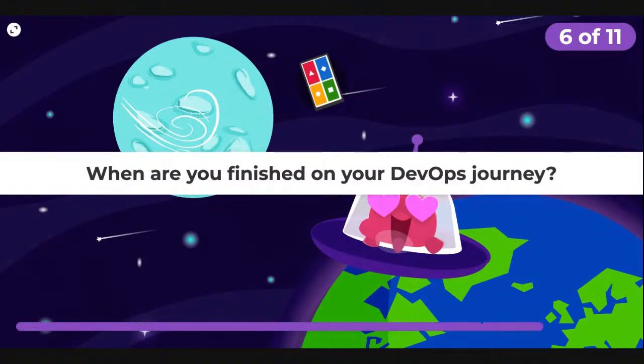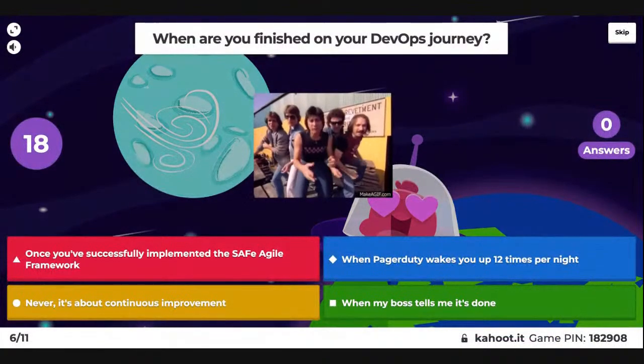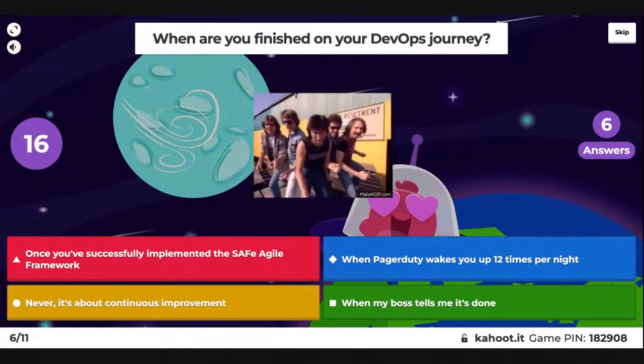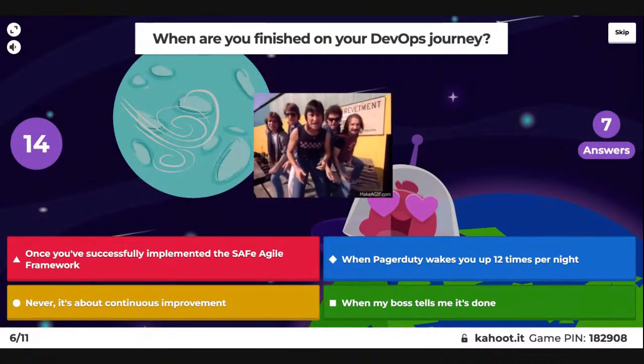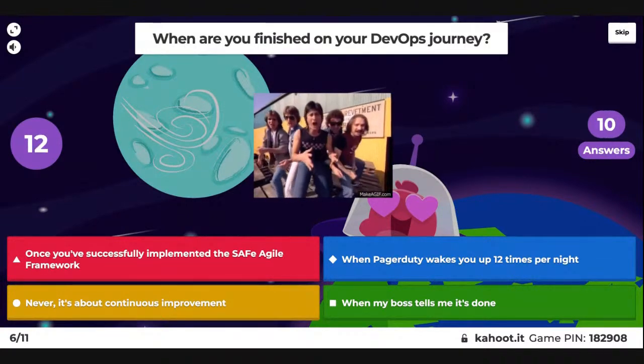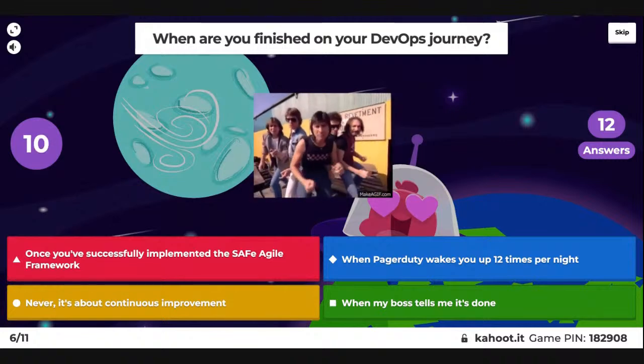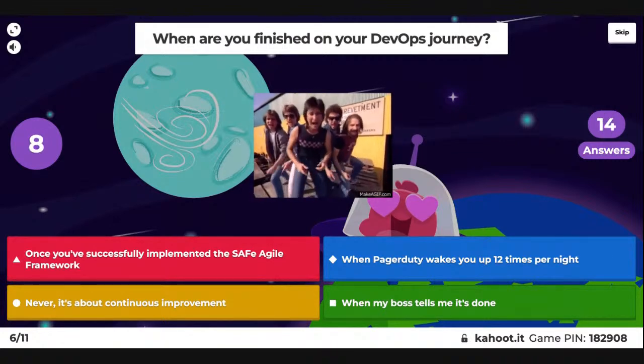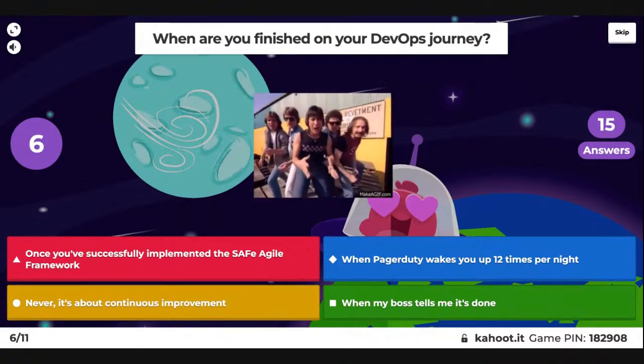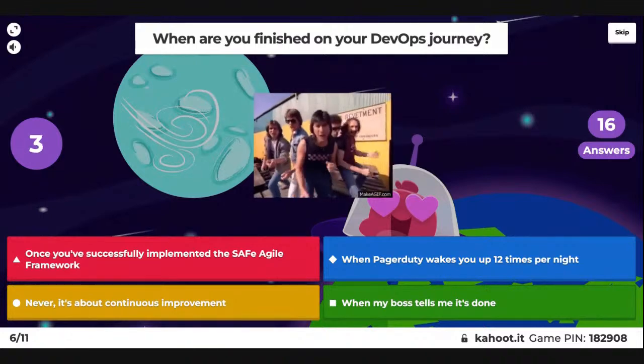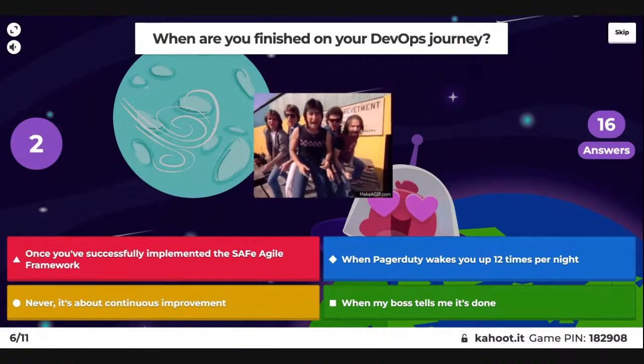When are you finished on your DevOps journey? It's nothing to do with the journey. It's once you've successfully implemented the SAFe agile framework. When PagerDuty wakes you up 12 times per night. Never, it is about continuous improvement. When my boss tells me it's done. The red one is a trick question. We're never done.